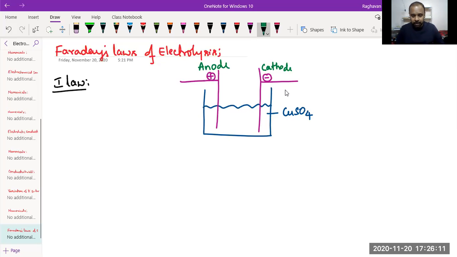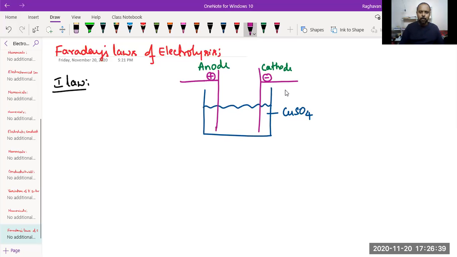But in both the cells, one thing is common. Can you tell me what is that one thing common? That mantra, the four o'clock mantra: anodic oxidation, cathodic reduction. So at anode and cathode, the electrode reaction would always be the same, anodic oxidation and cathodic reduction. So that is the thing.